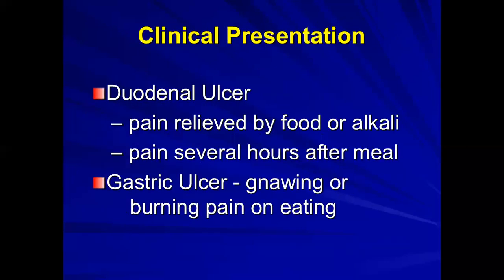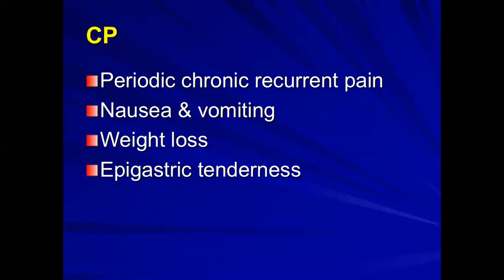Clinical presentation. Duodenal ulcer usually has pain relieved by food or alkali, and it causes pain several hours after a meal. Gastric ulcers cause gnawing or burning pain on eating. So there is a difference. In duodenal ulcers, pain is relieved by food or some alkaline foods, and pain is aggravated a few hours after meals. But in gastric ulcer, the pain starts just after taking food. So this is the difference between gastric and duodenal ulcer on clinical presentation. Periodic chronic recurrent pain can lead to nausea and vomiting, weight loss, and epigastric tenderness.